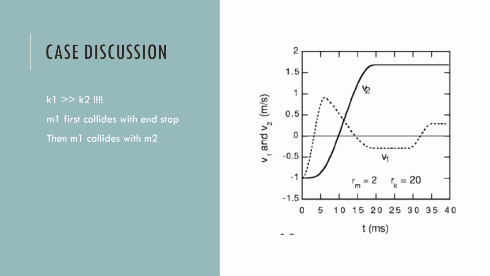Move on to 5 to 19 milliseconds. We see the second event, that there's a slow collision between M1 and M2. We can observe that where there is slope, there is a change in velocity, which indicates a collision.